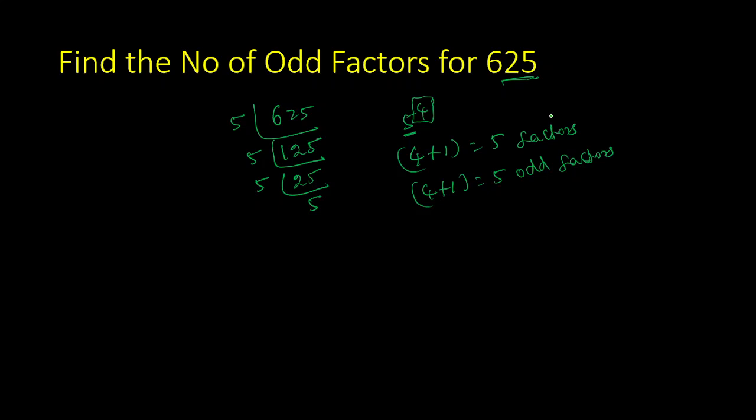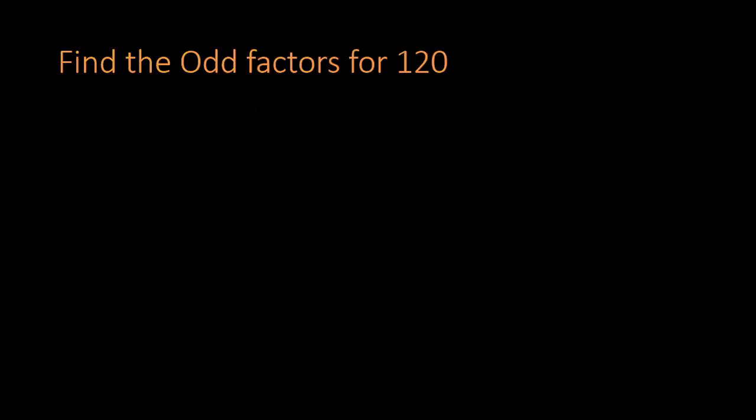Now when we go for the next one, find the odd factors for 120. We will try to find the factors now. 120 divided by 2 is 60. 60 divided by 2 is 30. 30 divided by 2 is 15. Now 15 is not divisible by 2, so we have to go for 3. 15 is divisible by 3, giving 5. Now 5 cannot be divided further.